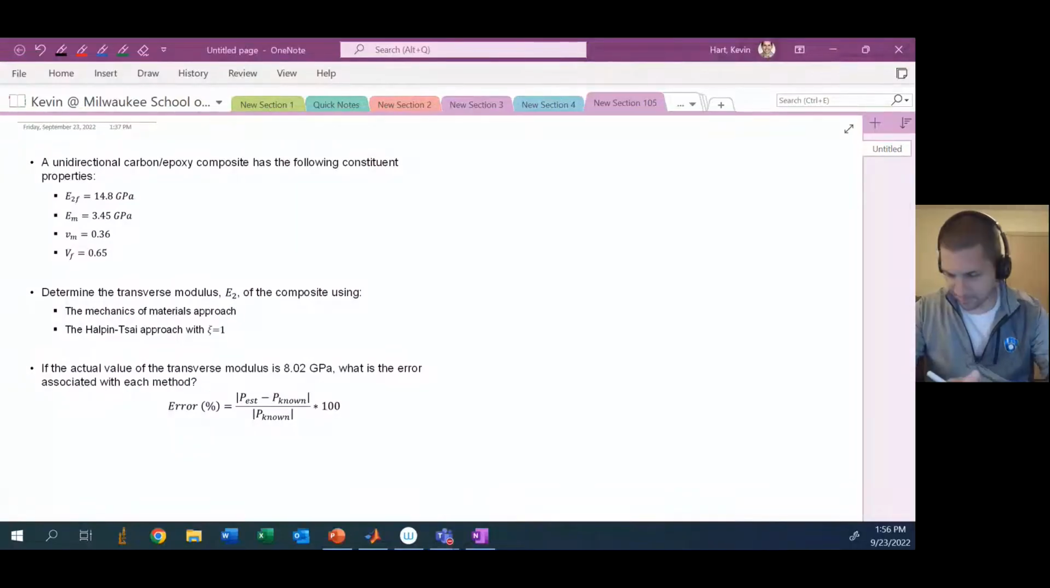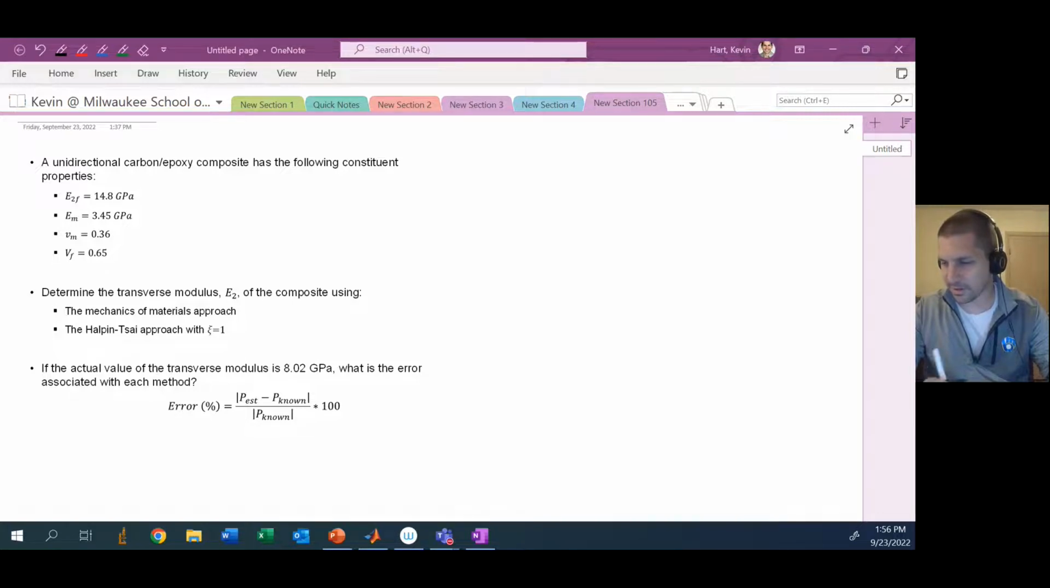Okay, so we can see that I have the problem statement copied here and away we go. A unidirectional carbon epoxy composite has the following constituent properties. Modulus in the two direction of the fibers, 14.8 GPa. Modulus of the matrix, 3.45 GPa. Poisson's ratio of the matrix of 0.36. And volume fraction of the fibers of 0.65.